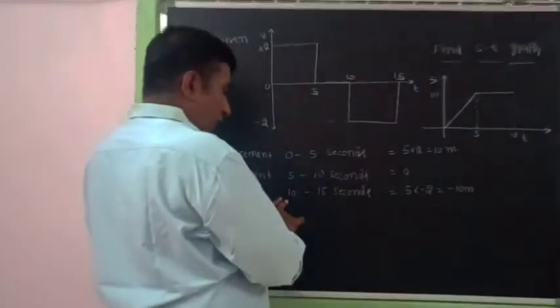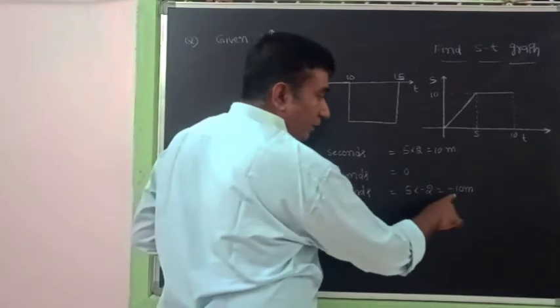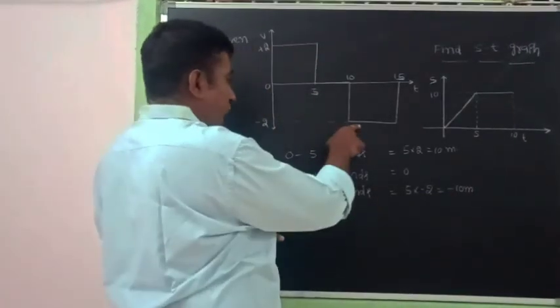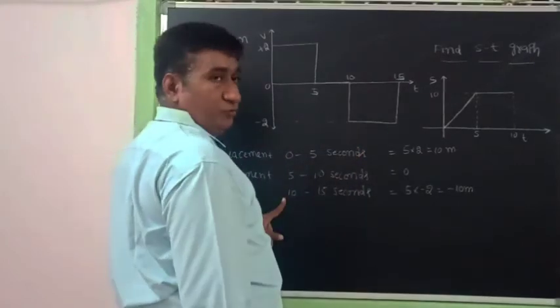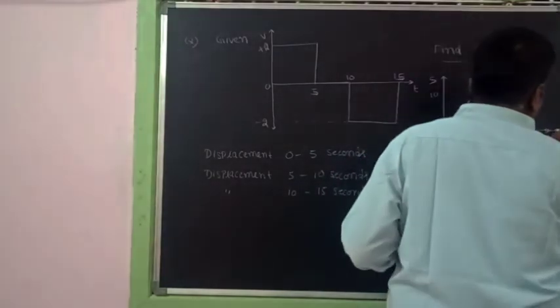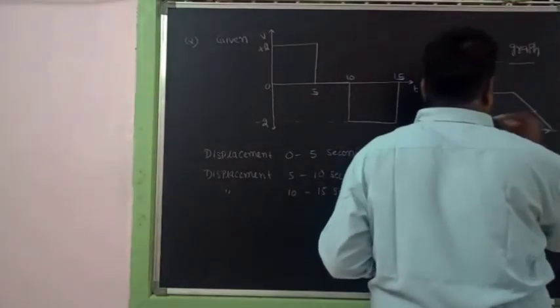Then what about 10 to 15? Displacement is changing, but it will be negative. So the velocity which you have observed will also be negative. So with the help of this, finally I can get the graph like this, which I am going to get.